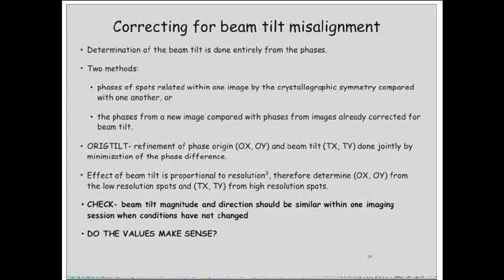One, if you've got symmetry in your crystal, you can compare symmetry-related spots and see how well the phases agree. So you can try to correct internally for the beam tilt by trying to get those phases to agree as best as possible. If you already have a body of data, you can put in a new image and compare the phases against all the other data that you've already got. And you can do this in ORIGTILT. And because of that resolution cube dependence, basically you refine the phase origin on the low resolution spots and then refine the beam tilt on the high resolution spots.